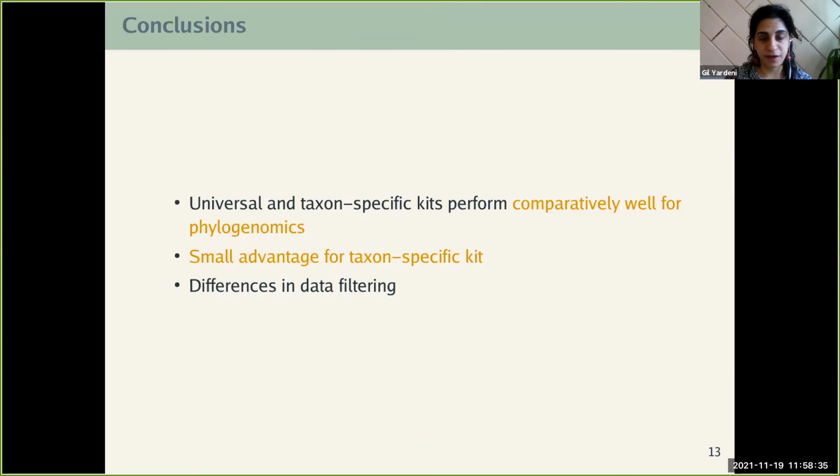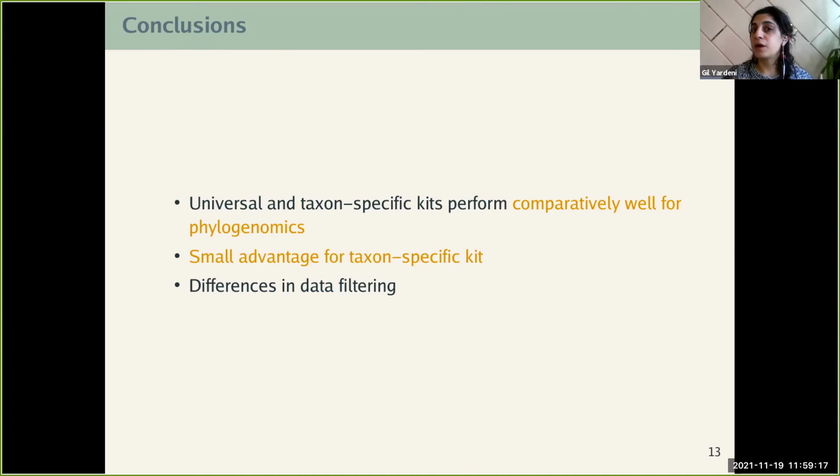So I was a little bit fast, but we're going to conclude. What we found is that both kits, the universal and the taxon-specific, performed comparatively well. We found a small advantage for the taxon-specific kit, especially when we looked at gene tree incongruence. And we think it makes a bigger difference if you're studying lineages that are rapidly radiating. I also want to say that we found differences in the data filtering. With the universal set, it was more challenging to achieve a data set in which we had high confidence.